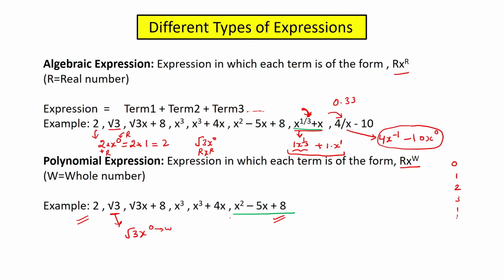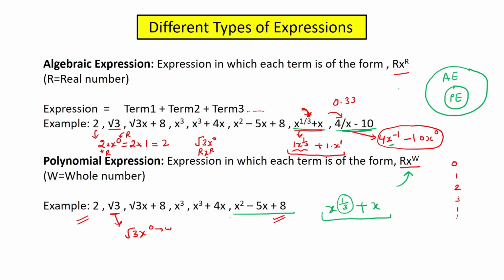But if you see this expression, here this 1 by 3 is not a whole number. So that means if any of the terms in an expression is not following this form, then that complete expression is not a polynomial expression. Likewise, in this expression, this term is having the power minus 1. So minus 1 is not a whole number. So this expression is also not a polynomial expression.